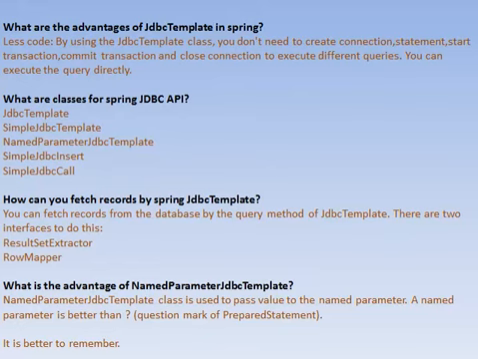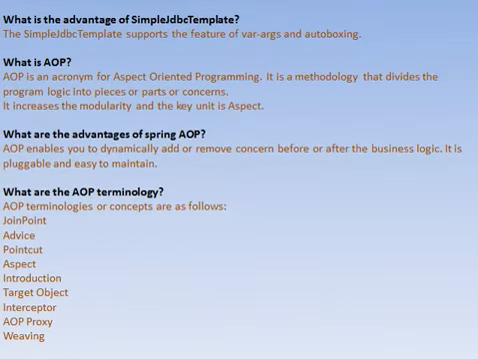What is the advantage of NamedParameterJdbcTemplate? NamedParameterJdbcTemplate class is used to pass value to the named parameter. A named parameter is better than ? of PreparedStatement. It is better to remember. What is the advantage of SimpleJdbcTemplate? The SimpleJdbcTemplate supports the feature of varargs and autoboxing.